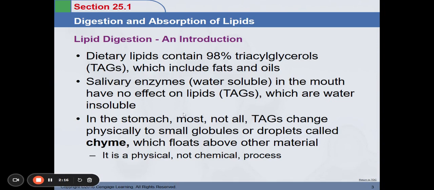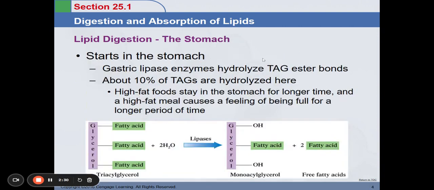So that same process is just physical. There's no transformation of one form to another. It's just splitting the huge globules into smaller droplets for easy digestion. So that is what is happening in your stomach. Okay, so it starts in the stomach.